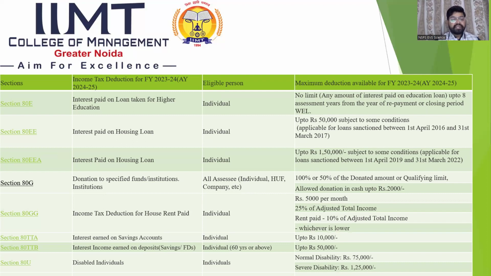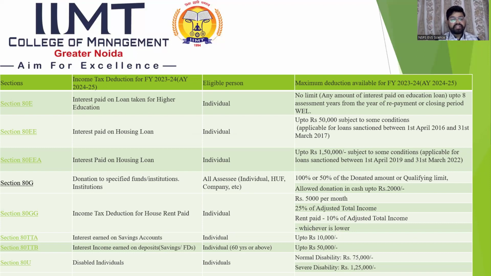The next section is 80G, donation to specific fund institutions. All assessees, individual, HUF, company, are eligible to take deduction under section 80G, 100% or 50% of the donated amount or qualifying limits, which are described at the time of donation by the person. Donation in cash is allowed up to rupees 2,000. Beyond 2,000, no cash donation is allowed by the government for deduction.